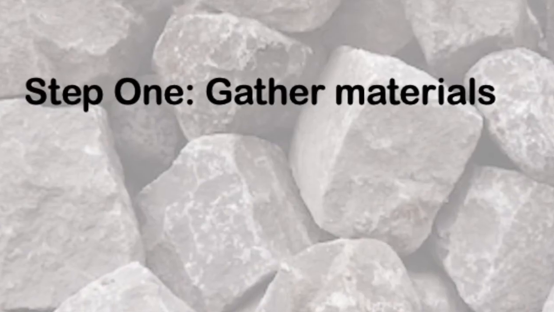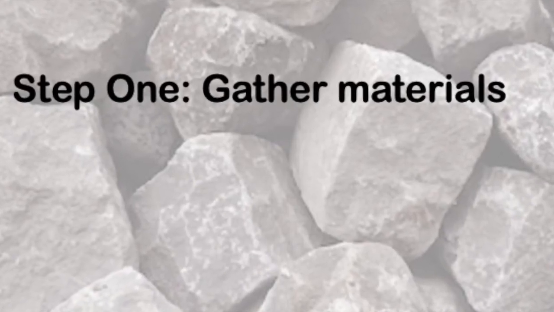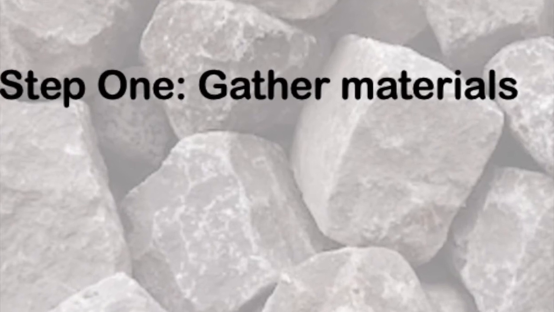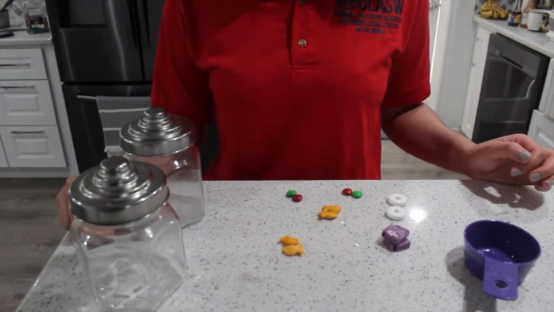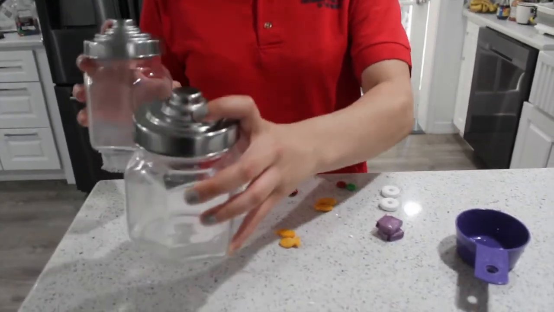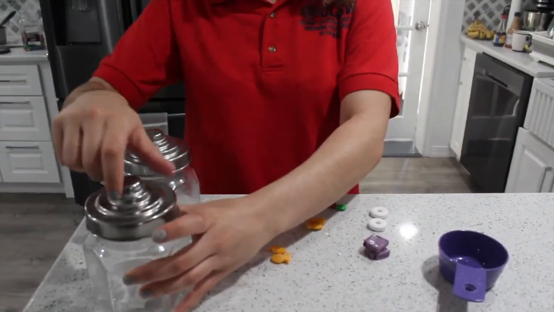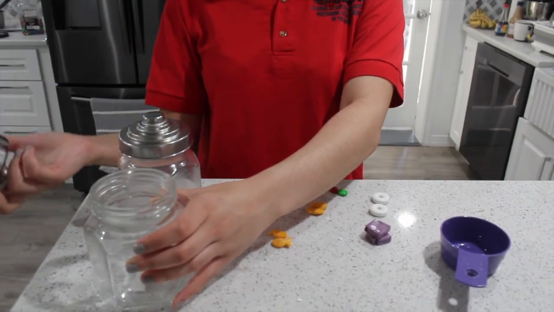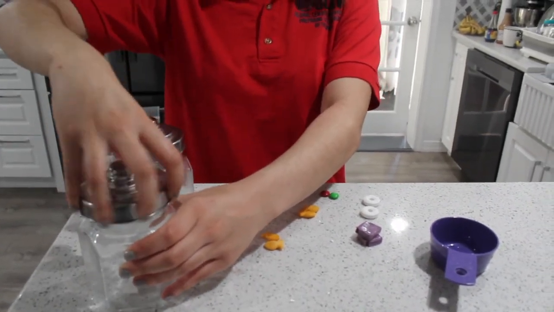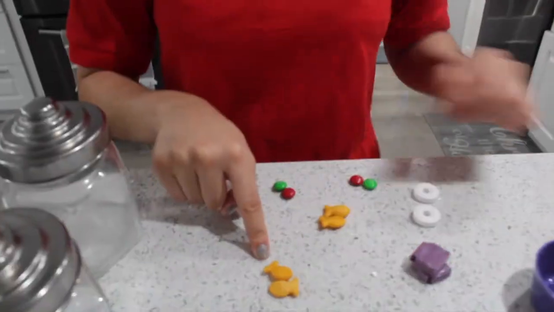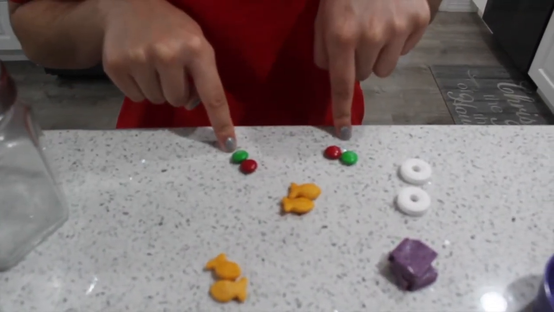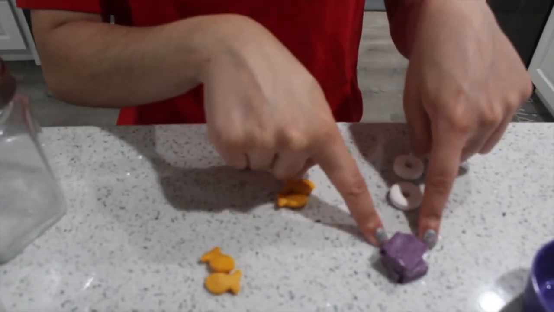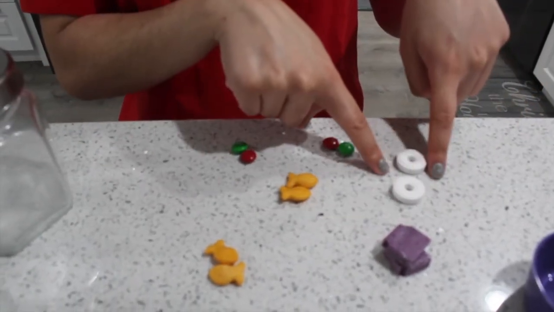Welcome back. Now that you've filled out your hypothesis, we can move on to our experiment. Step 1 is to gather your materials. I didn't have any mason jars, so I just gathered 2 glass jars with really tight lids. The items I'll be placing in the jar are goldfish, M&Ms, Now Laters, and these Lifesaver mints.